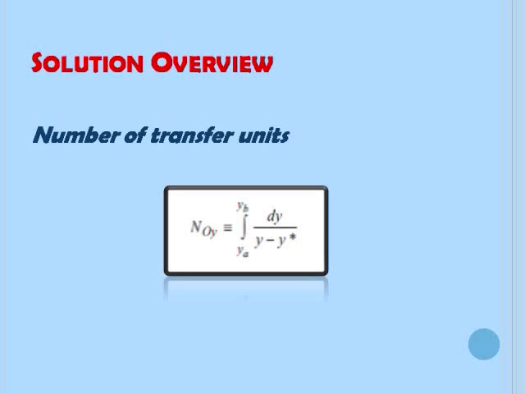This is called the number of transfer units, where Y is the mole fraction of the transferable component and Y minus Y star is the local driving force for mass transfer. That's all. Thank you. More detailed examples are to be discussed by the next reporters.